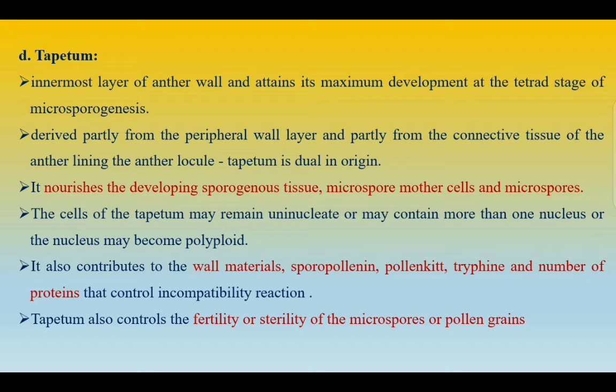Next is the tapetum. The tapetum is the innermost layer of the anther wall and attains its maturity at the tetrad stage of microsporogenesis. It is derived partly from the peripheral wall layer and partly from the connective tissue of the anther lining the anther locule. Thus the tapetum is dual in origin, since two regions can be seen. It nourishes the developing sporogenous tissue, the microspore mother cells and the microspores. The cells of the tapetum may remain uninucleate or may contain more than one nucleus, or the nucleus may become polyploid. It also contributes wall materials, sporopollenin, pollen kit, trypsin and a number of proteins that control incompatibility. The tapetum also controls the fertility or sterility of the microspores or the pollen grains.